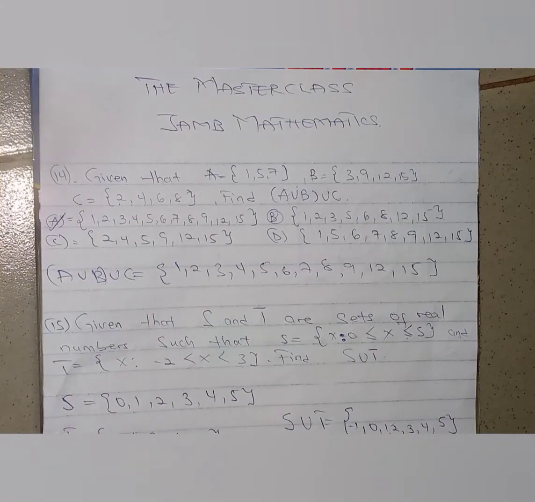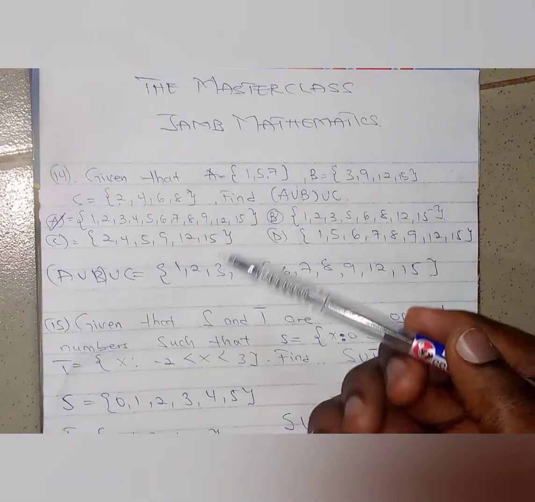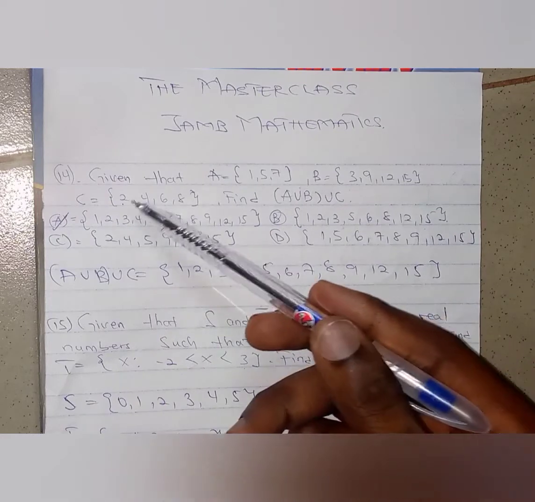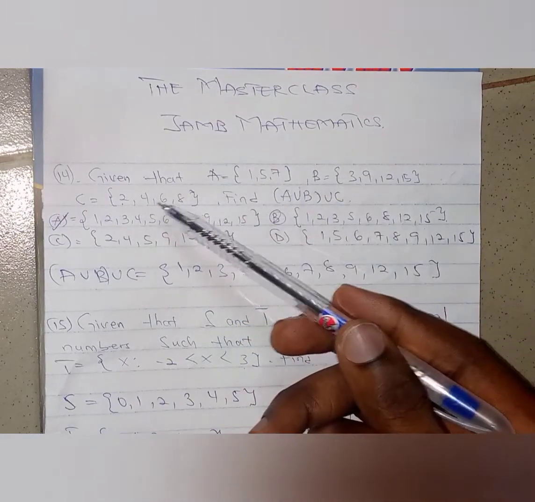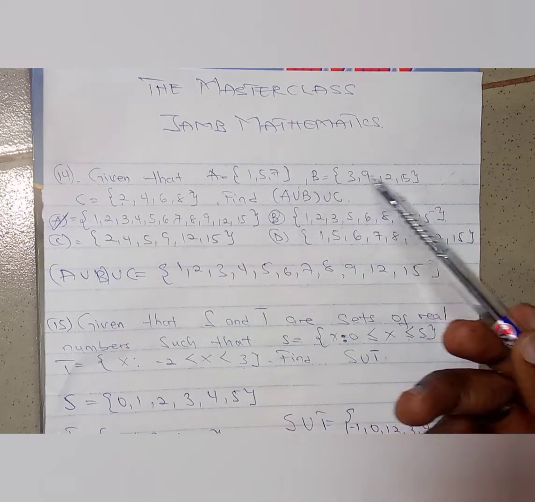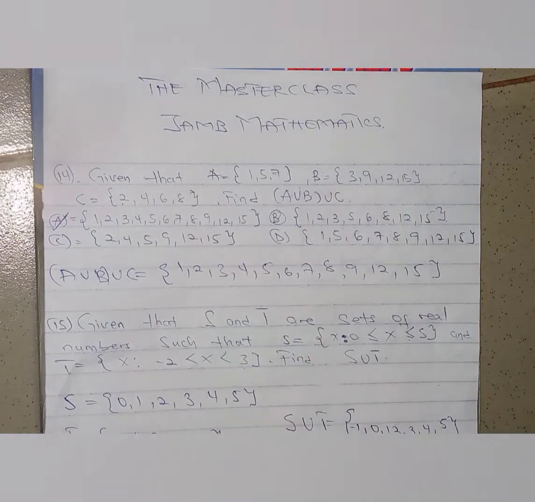Given that set A is 1, 5, 7 and set B is 3, 9, 12, 15, set C is 2, 4, 6, 8, find A union B union C. This question is very cheap. It is asking you to combine all the sets in ascending order of magnitude. So we'll just write them down, arranged in ascending order of magnitude: 1, 2, 3, 4, 5, 6, 7, 8, 9, 12, 15. So option A is correct.